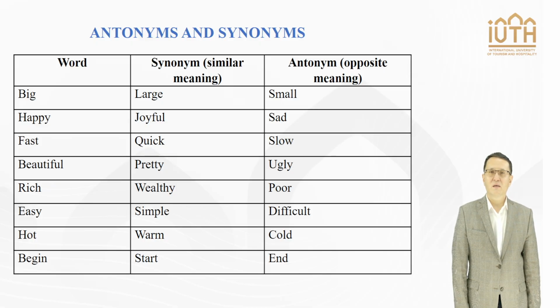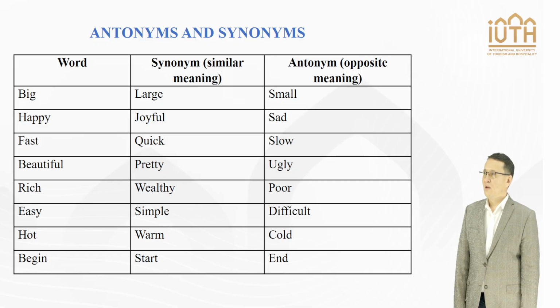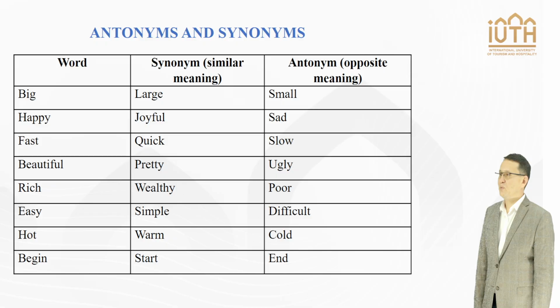So why are they important? Synonyms help us avoid repetition in writing and speaking. Antonyms help us show contrasts and make meaning clearer. So here are some words written in full sentences with the synonyms and antonyms. The word big means the same as large and its opposite is small. Happy, joyful, sad. Fast, quick, slow. Beautiful, pretty, ugly. Rich, wealthy, poor. Easy, simple, difficult. Hot, warm, cold. Begin, start, end.